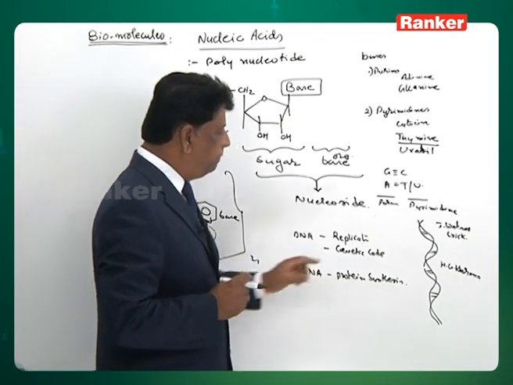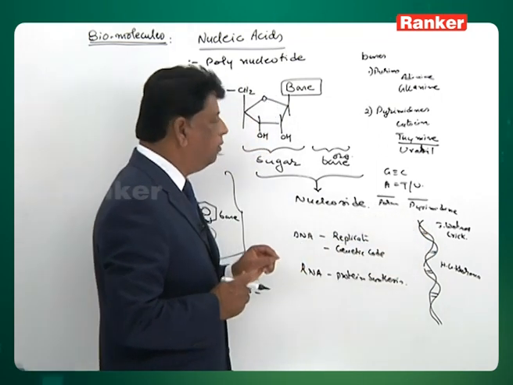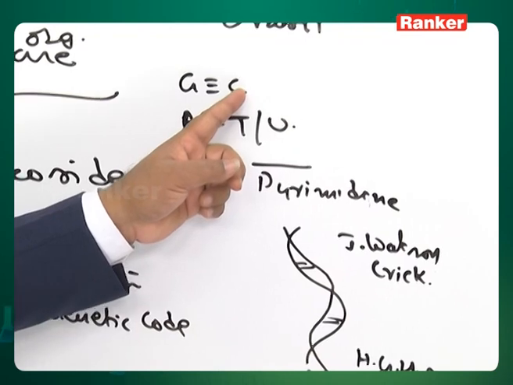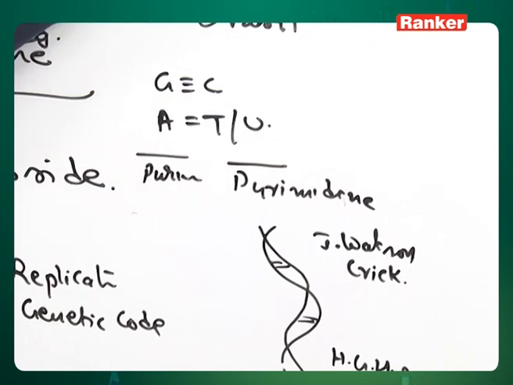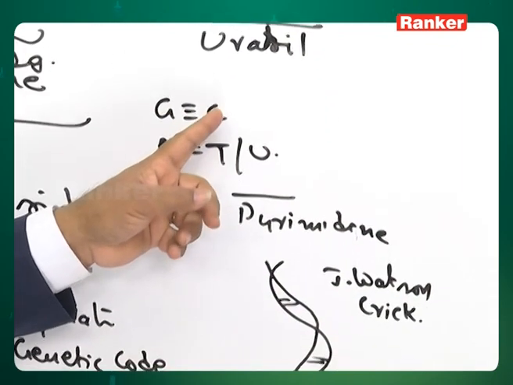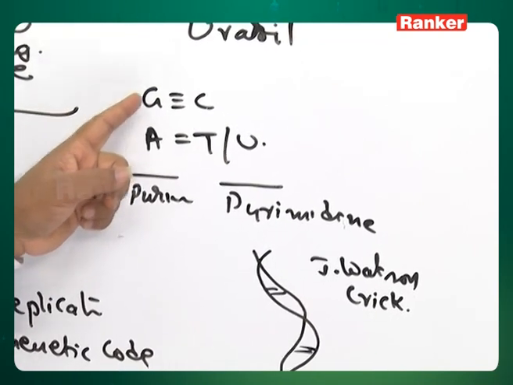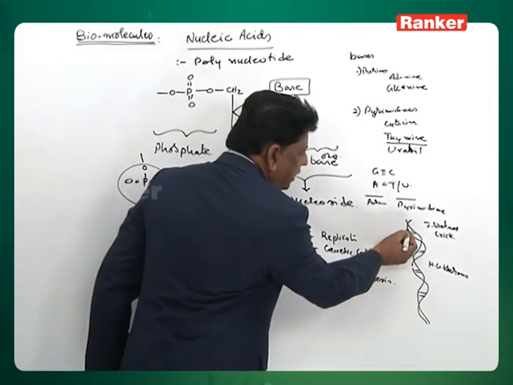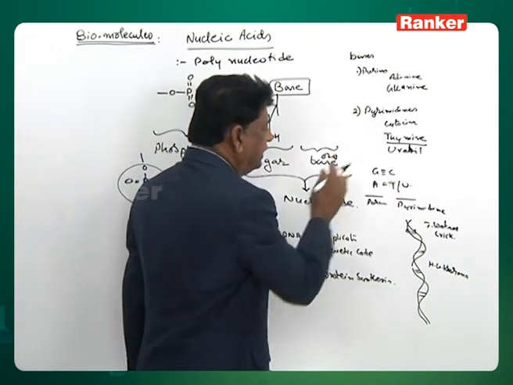When these two strands are attached through hydrogen bonding, guanine will always make 3 hydrogen bonds with cytosine. Guanine and adenine belong to the purines. So, one purine will always make hydrogen bonding with one pyrimidine. Specifically, G, that is guanine, always makes hydrogen bonding with cytosine only. So, here if there is a guanine, this will be the C. Always G will be hydrogen bonded with cytosine.